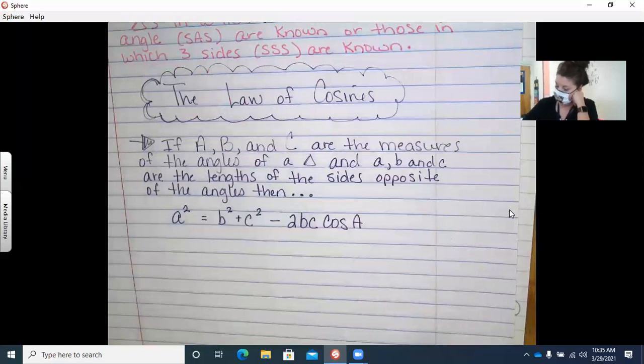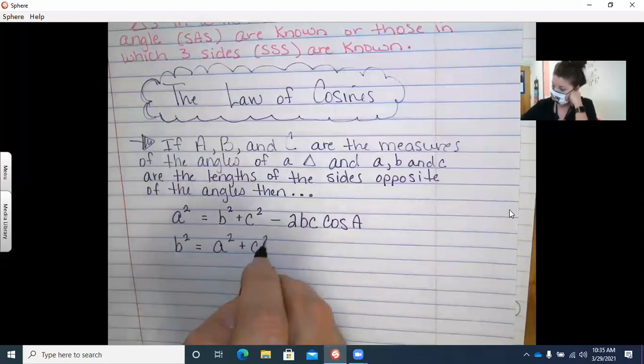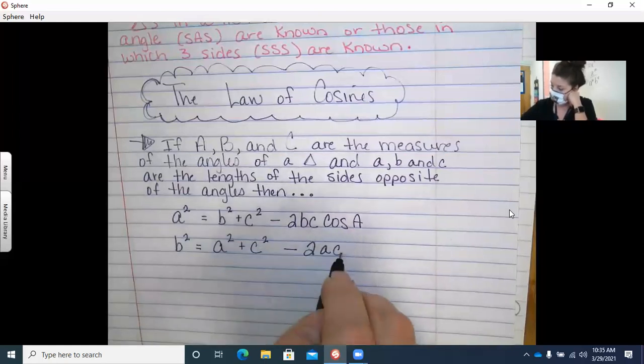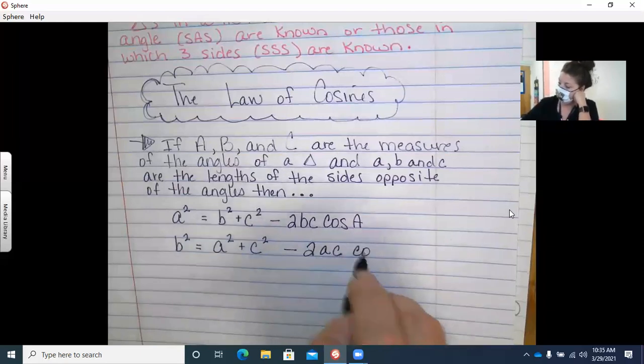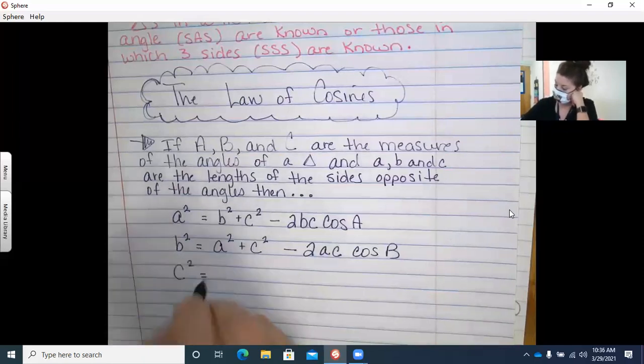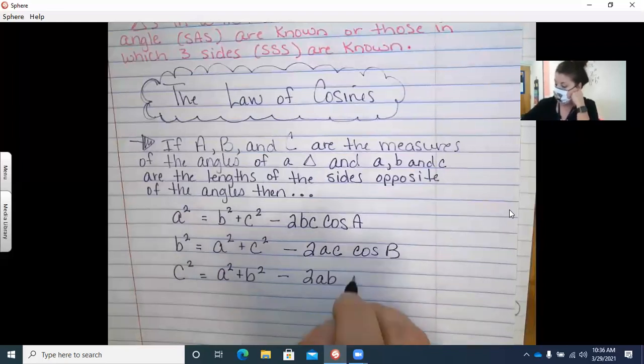B squared equals a squared plus c squared minus 2ac times the cosine of B. C squared equals a squared plus b squared minus 2ab times the cosine of C.